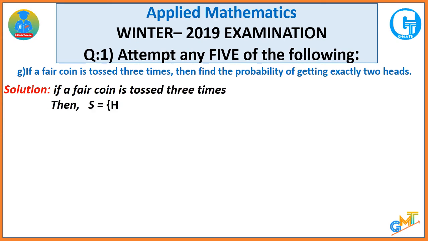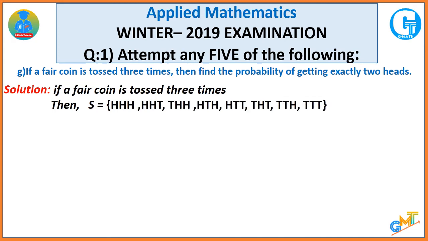In solution, if a fair coin is tossed 3 times, then we get a set S is HHH, HHT, THH, HTH, HTT, THT, TTH, TTT. That is, the number of elements in S, denoted by n(S), is equal to 8.